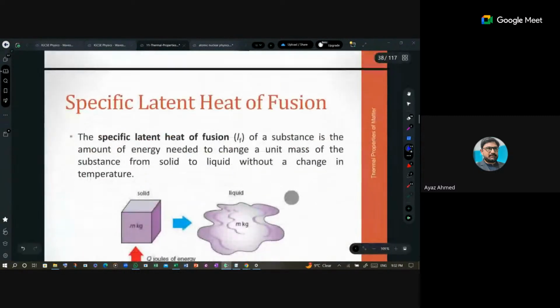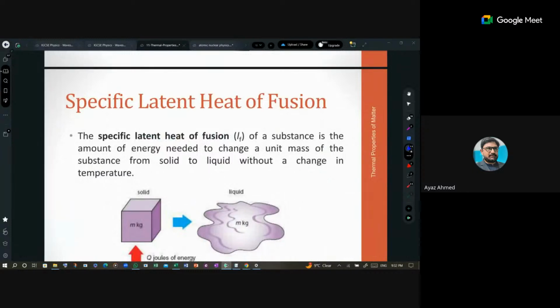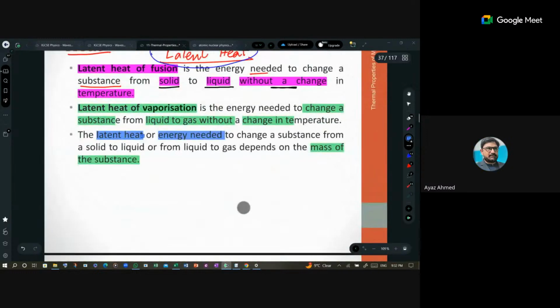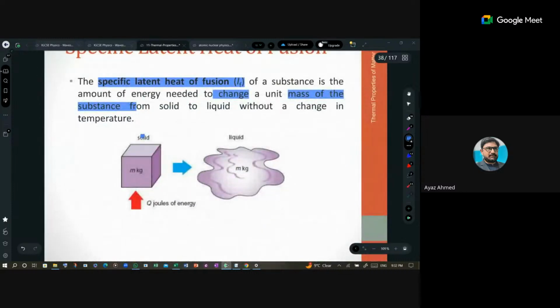Now we will talk about specific latent heat. Specific latent heat is the amount of heat. Is there a latent heat of fusion and then a latent heat of vaporization? Similarly, we have specific latent heat of fusion and specific latent heat of vaporization. Here, the specific latent heat of fusion of a substance is the amount of energy needed to change unit mass.